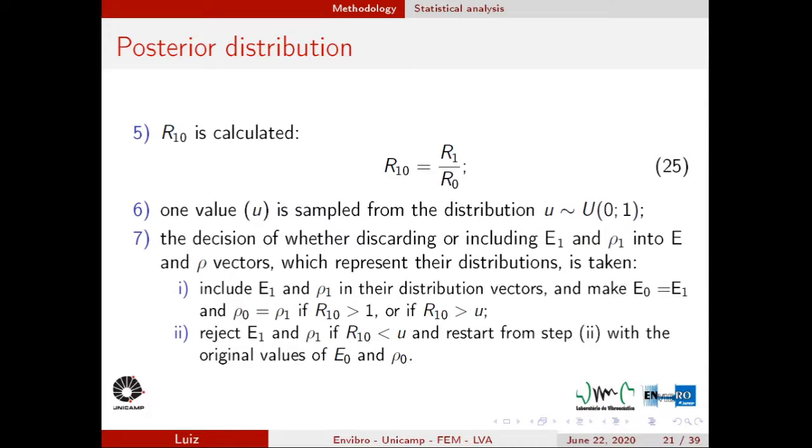We then calculate the matrix R10, which is the ratio between R1 and R0, and we sample a value from the uniform distribution from 0 to 1. This number is called U. If R10 is greater than 1, or if U is smaller than R10, then we accept theta 1 as theta 0, and theta 1 also becomes a chain value. Otherwise, theta 1 is rejected, and we sample again considering the same theta 0.